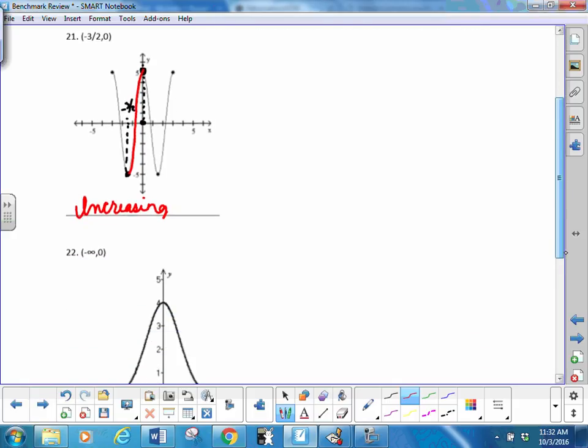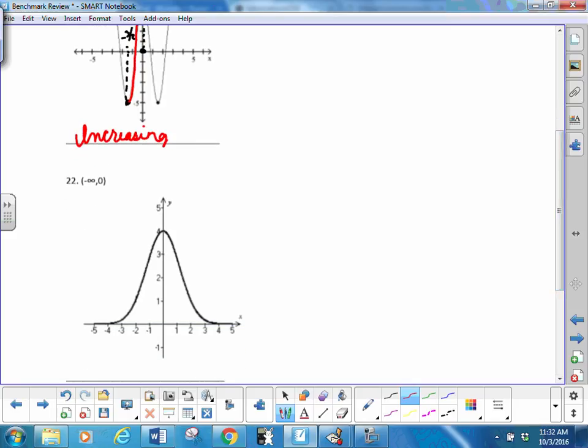Just for some more practice, let's do the next one. I like this one because it's dealing with negative infinity. Well, we know negative infinity is out this way. Now I'm going to find where x is 0, and I know I'm going to have to go up here to find my function, and I want to know what's going on from here to here, and it turns out that it's increasing as well.